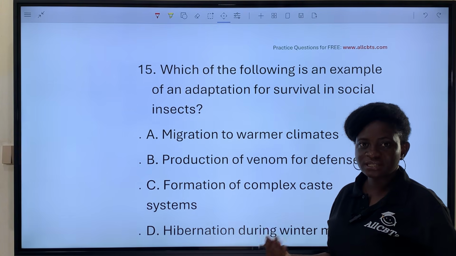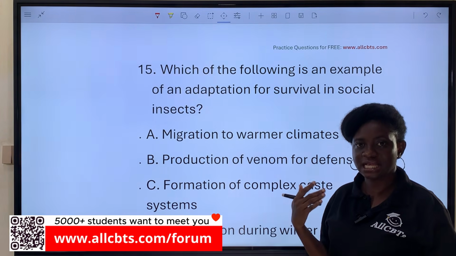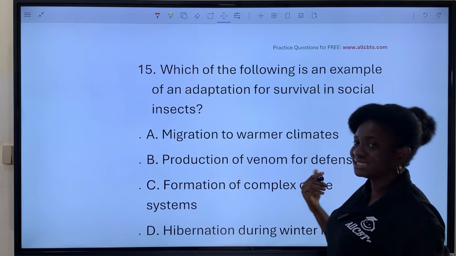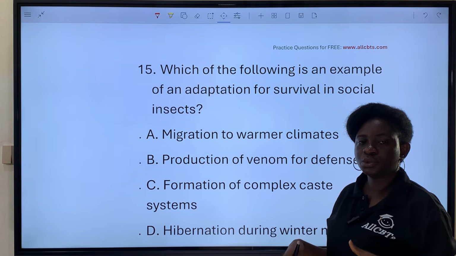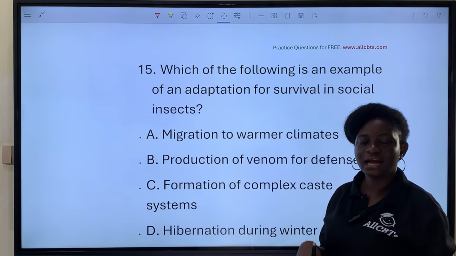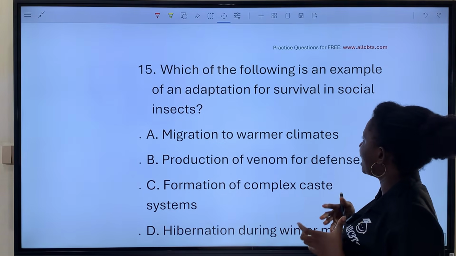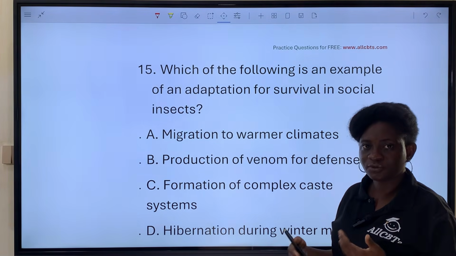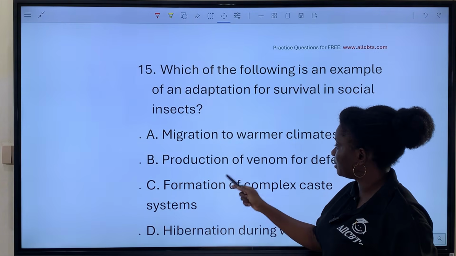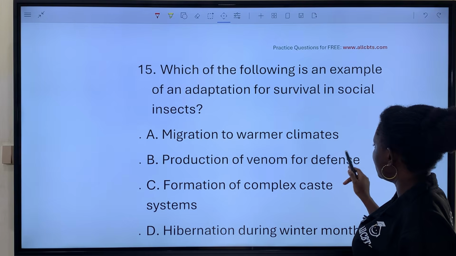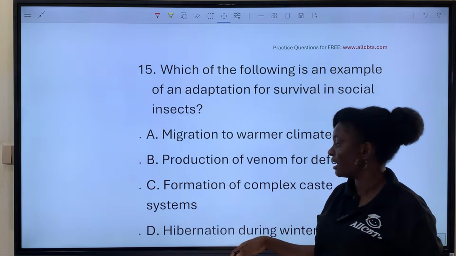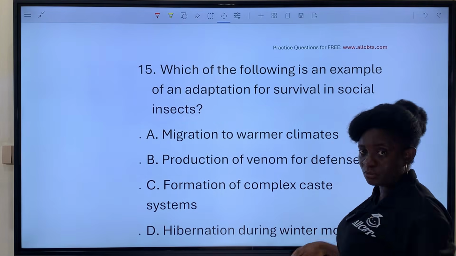So what are social insects? They are, for instance, bees, termites. So how do these insects survive? How do they survive during hunger, harsh conditions? How are they able to adapt for survival? So we have A, migration to warmer climates. B, production of venom for defense. C, formation of complex caste system. D, hibernation during winter months.